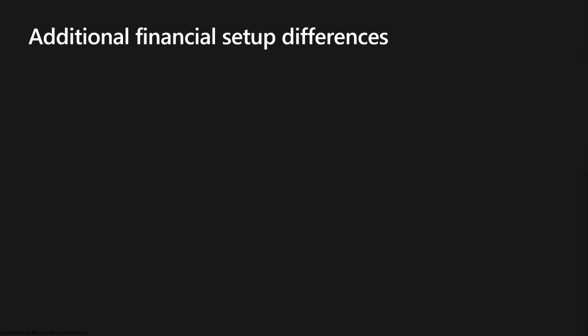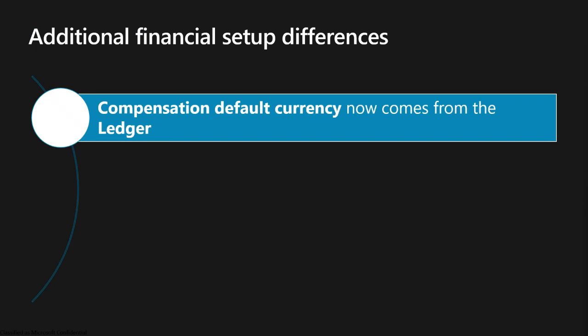All right. There are some additional differences that you'll find in the financial setup, and so I wanted to talk through a few of those things now. So one is that the compensation default currency now comes from the ledger. In standalone human resources infrastructure, we had a parameter that you would find in the human resources parameters page, and we took the currency from there. We no longer do that. We now take it from the currency that you specify on the ledger form for each legal entity.